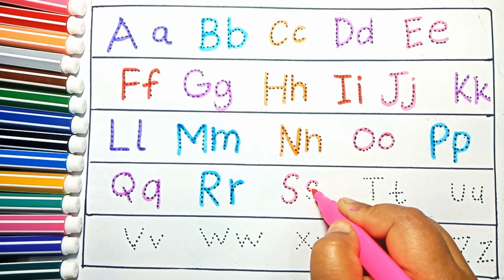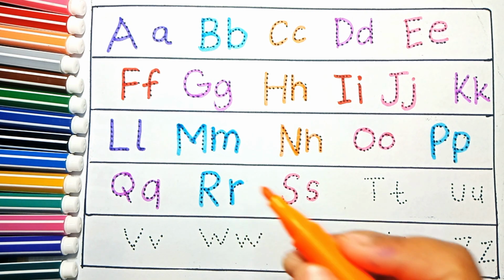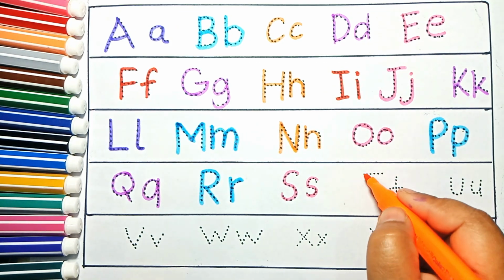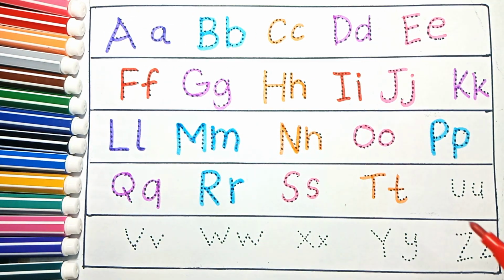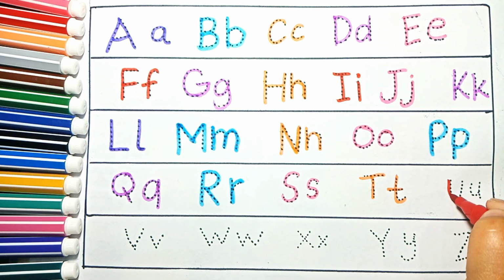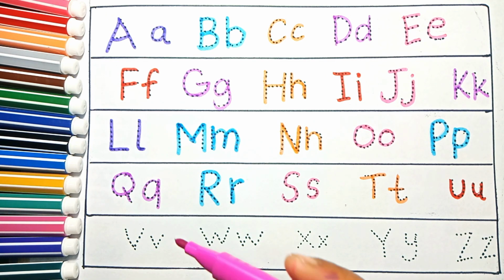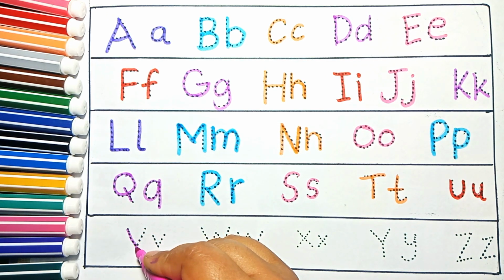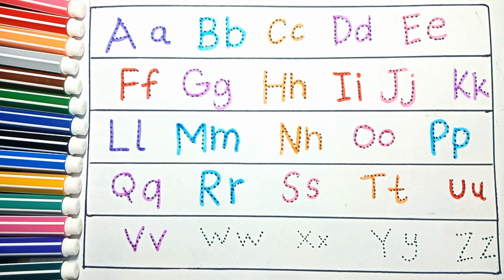S for sun, S for star. Orange color. T for tiger. Red color. U for umbrella, U for uncle. Magenta color. V for van, V for vegetable. Orange color.